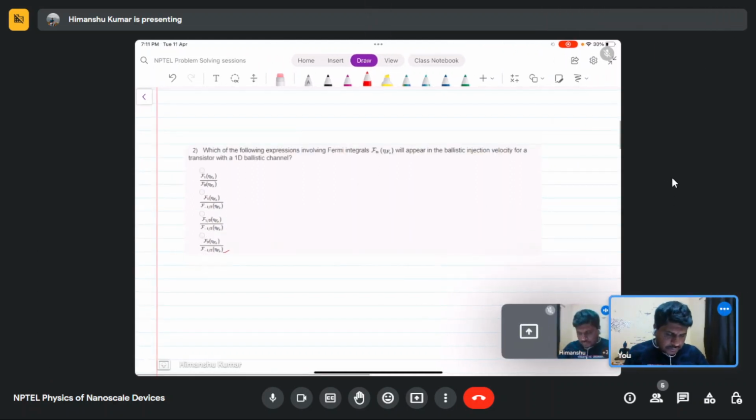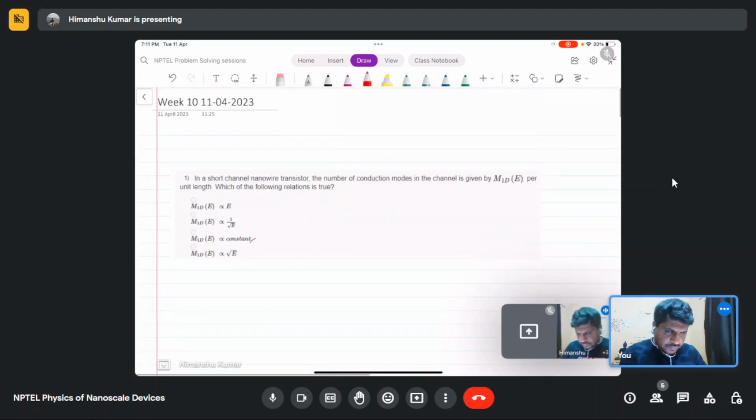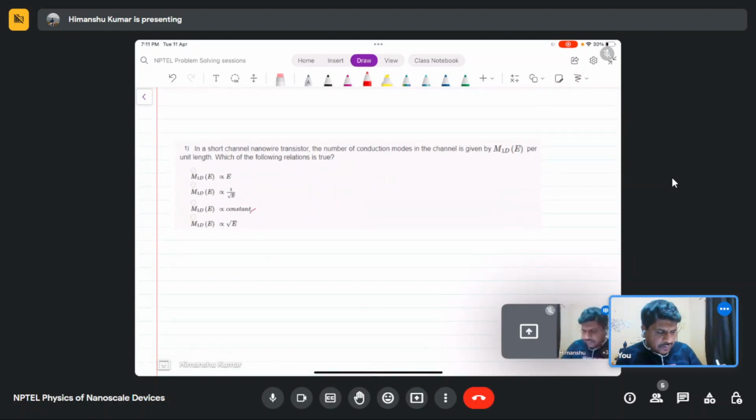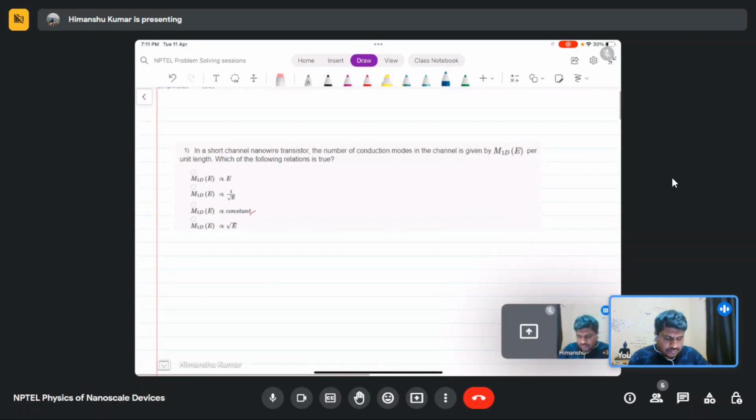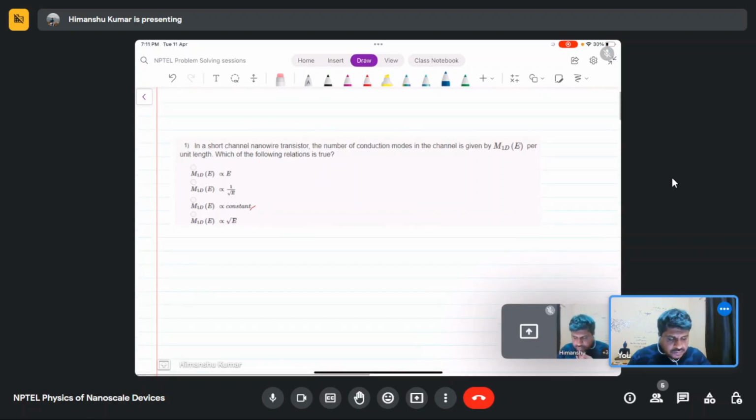Okay, so let's carry on. This is week 10. We will be solving the previous assignment problems related to week 10 of the class. The first problem: in the short channel MOSFET of a nanowire transistor, the number of conduction modes in the channel per unit length is given by. Which of the following relations is true?